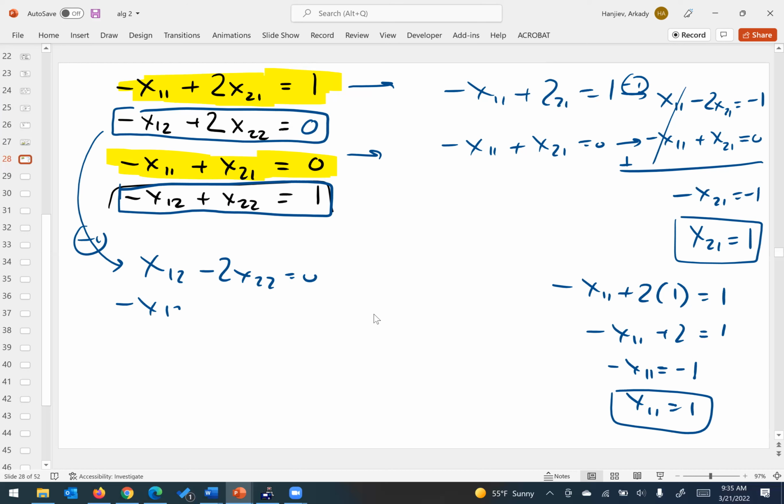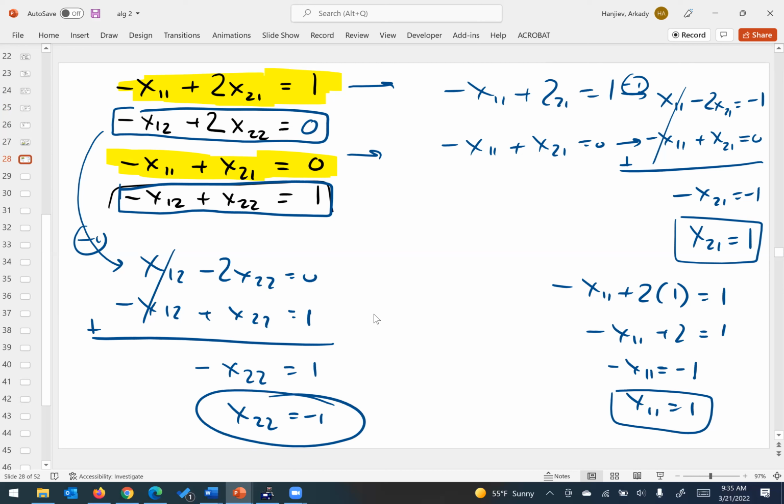This one stays as is. And let's just see if this works out the same way as well here. So this guy's going to be a negative x22 is equal to 1. And there it is. This guy's equal to a -1. Plug it back in top or bottom. So the other way. A negative x12 plus a -1 is equal to 1, is equal to 2 and -2.